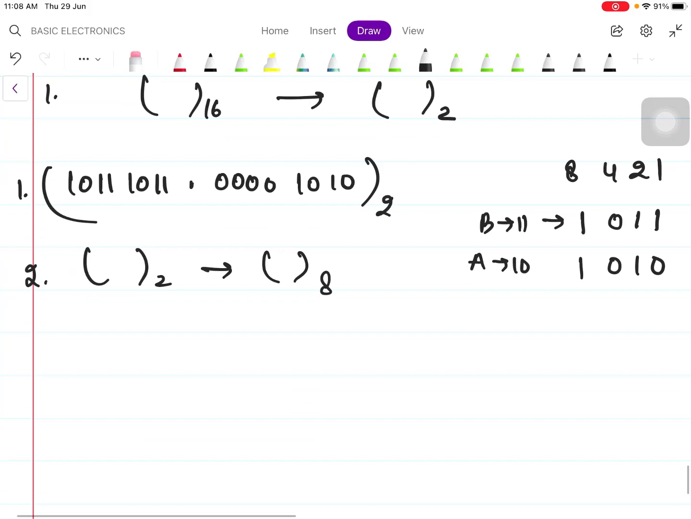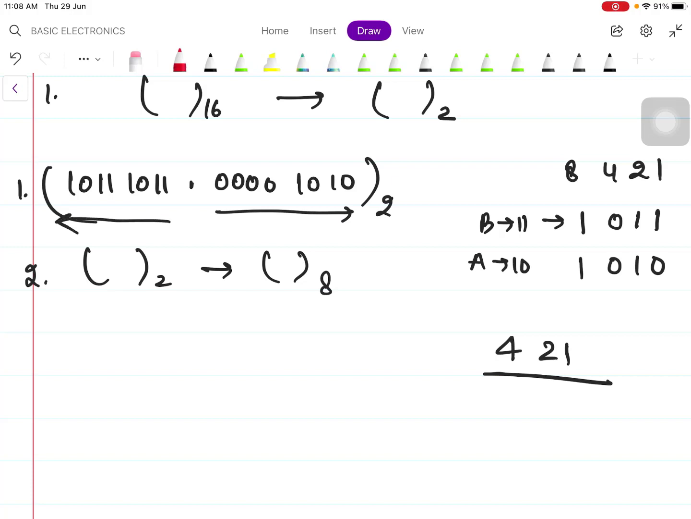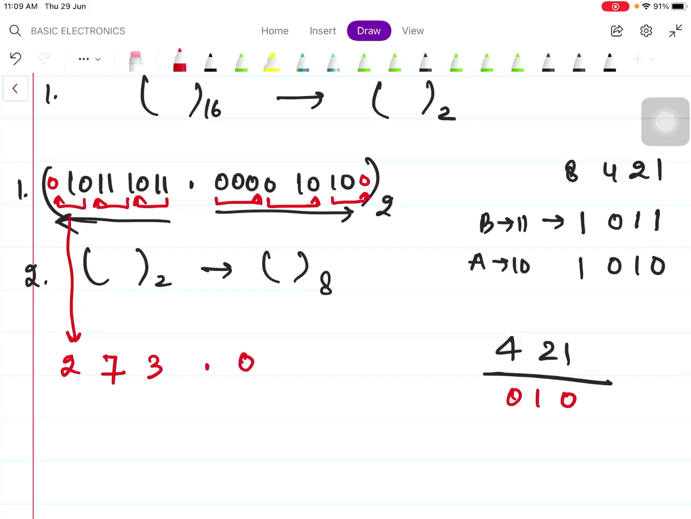For the octal number system, we have the 421 code. That means we have to specify the directions first and make groups of 3 in these directions. So 010 placed under 421 will represent 2, 111 will represent 7, 011 will represent 3, 000 will represent 0, 010 will represent 2, and 100 will represent 4. So 273.024 is the final answer.